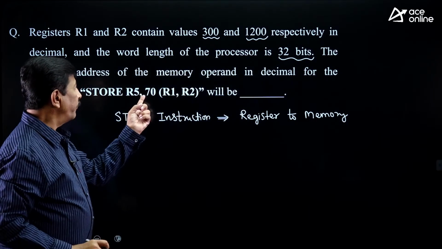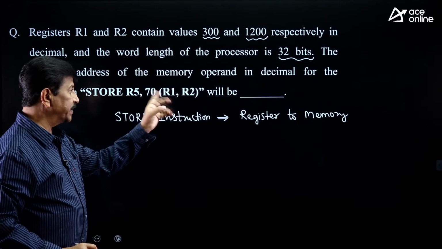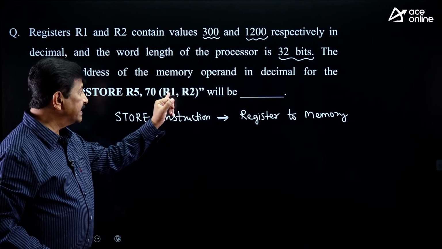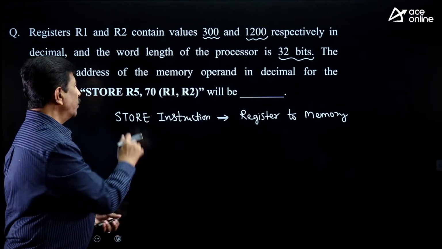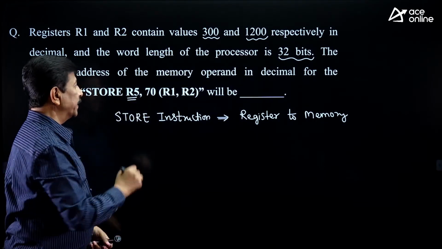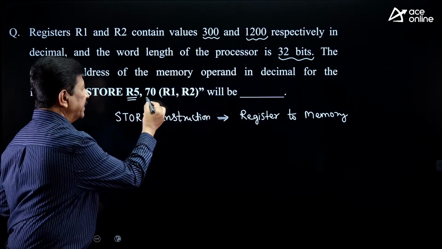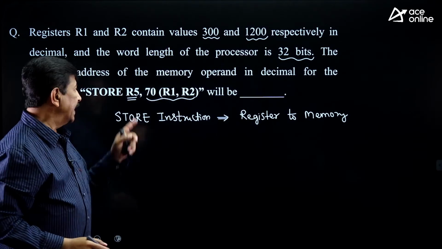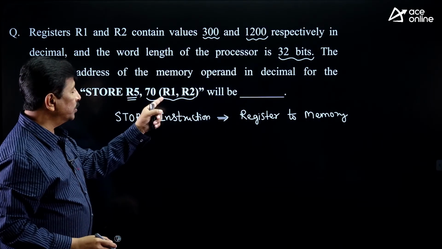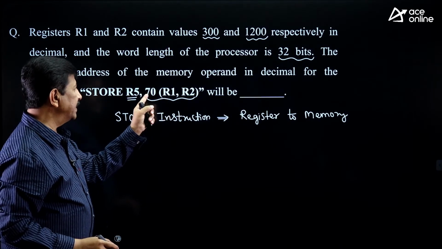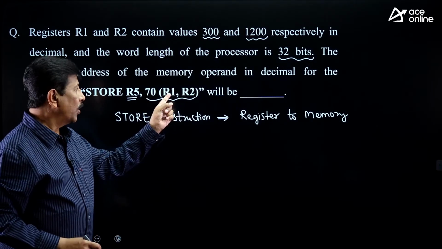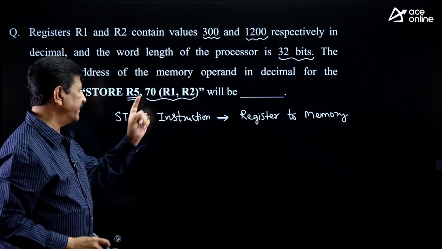So there is no standard format which is source and which is destination here, but what you have to understand is wherever memory is there, that is the destination. So R5 is the source in this particular store instruction, and this one is the destination. It is saying that R5 value should go to the memory which is given by this address. What is the effective address here? Effective address is nothing but R1 plus R2 plus 70.